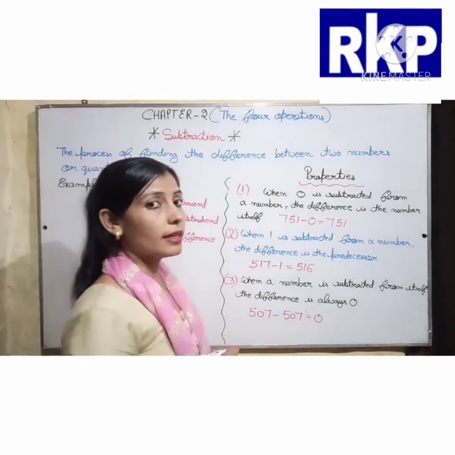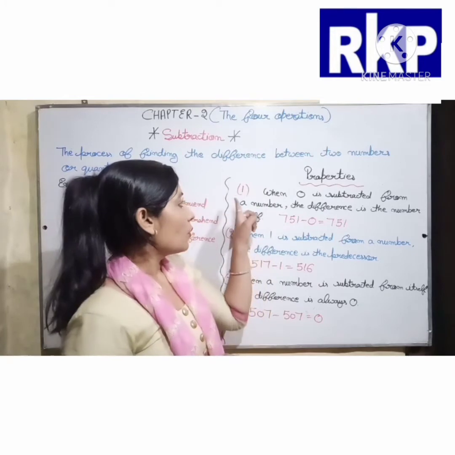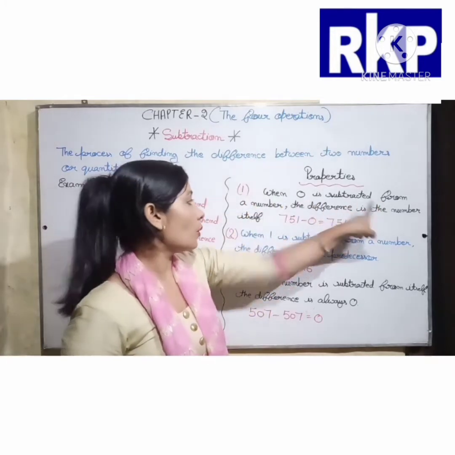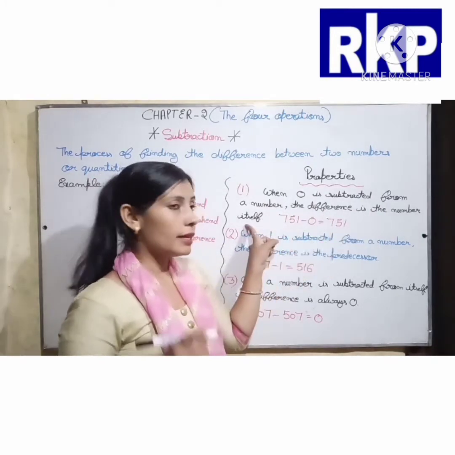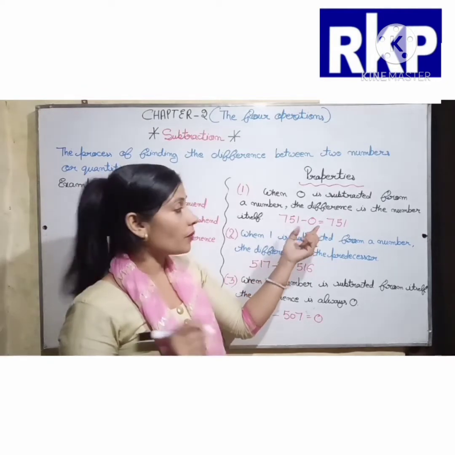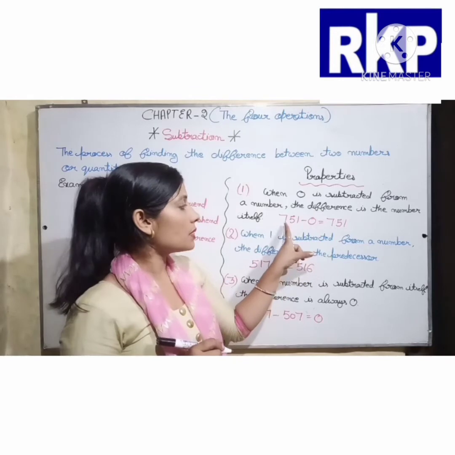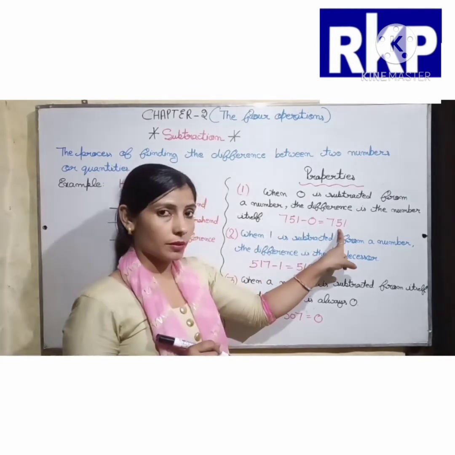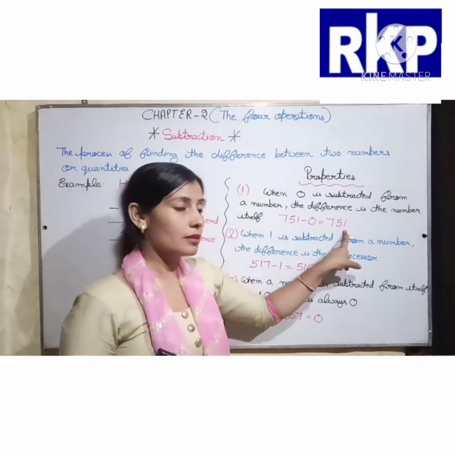Now students, let us see properties of subtraction. The first property is when 0 is subtracted from a number, the difference is the number itself. Okay, so here we can see when we subtract 0 from 751, we get the same number. Okay, we get 751 as an answer.